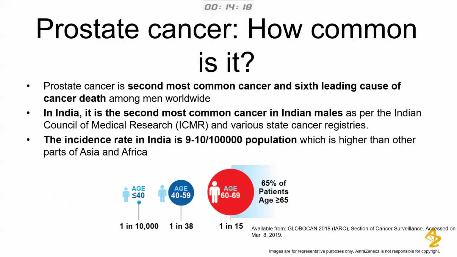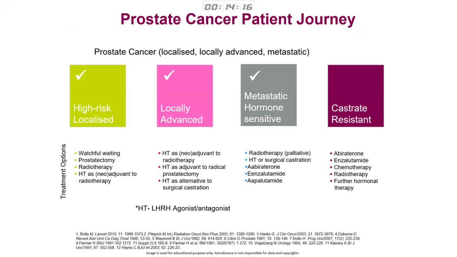So we know that it is quite common. We have been discussing since the morning, and it can be of different stages: the high risk localized, locally advanced, metastatic, hormone sensitive, and castration resistant. In the first three categories, the role of androgen deprivation is definitely there. And even in castration resistance, we continue the androgen deprivation.